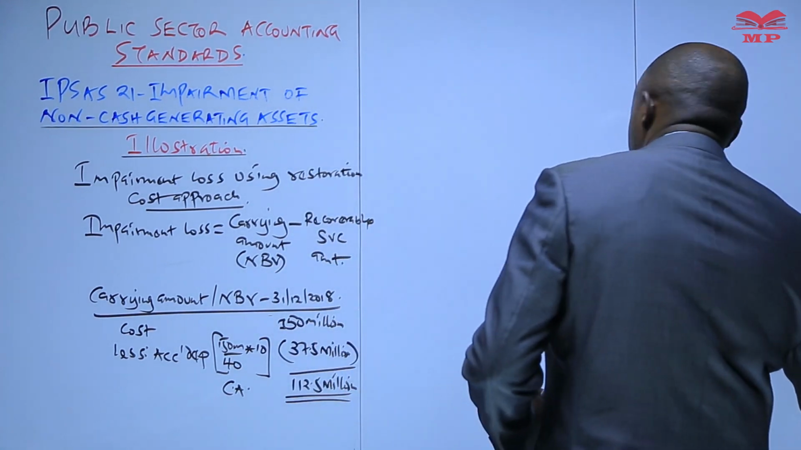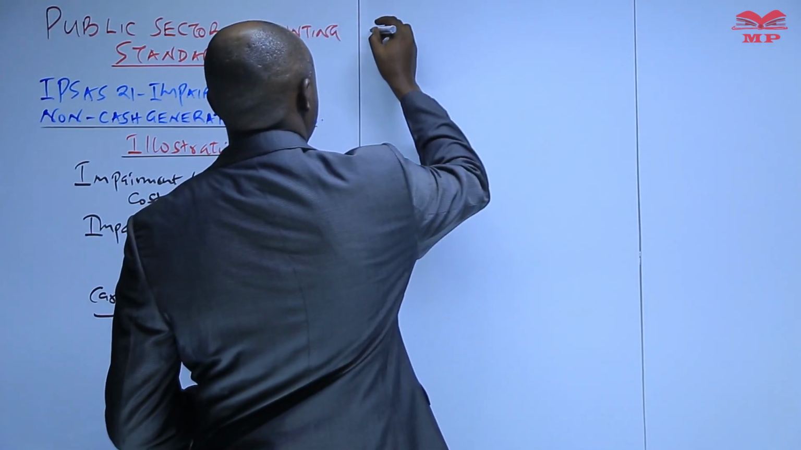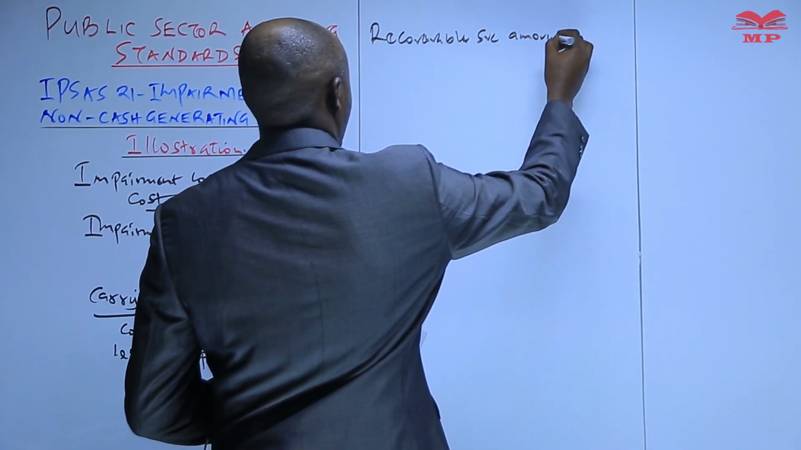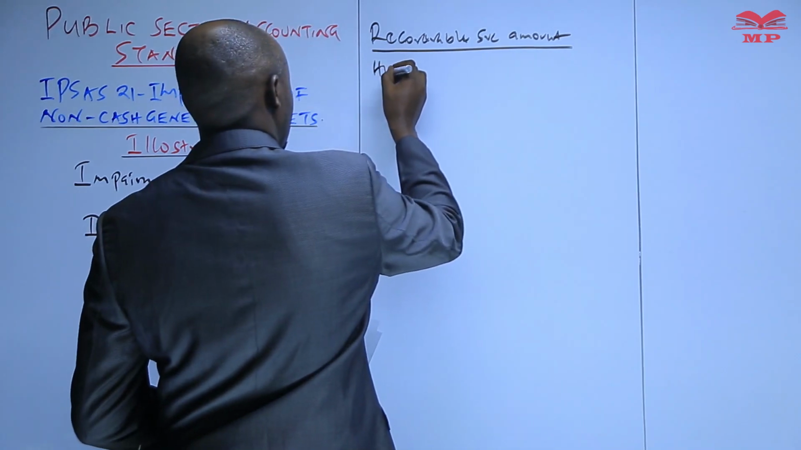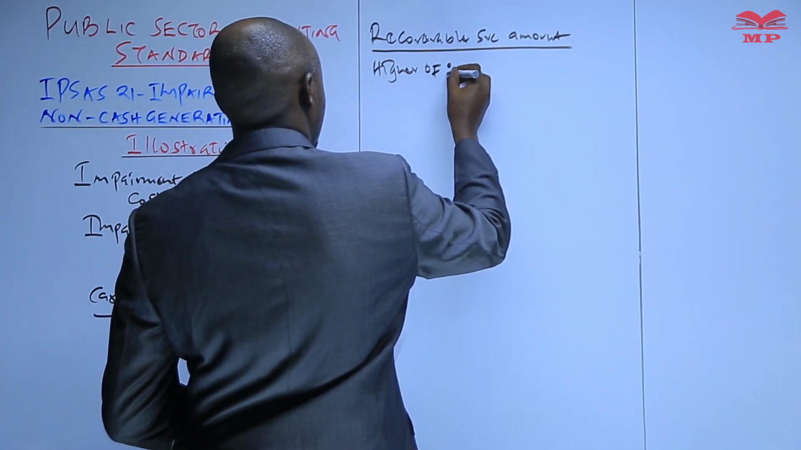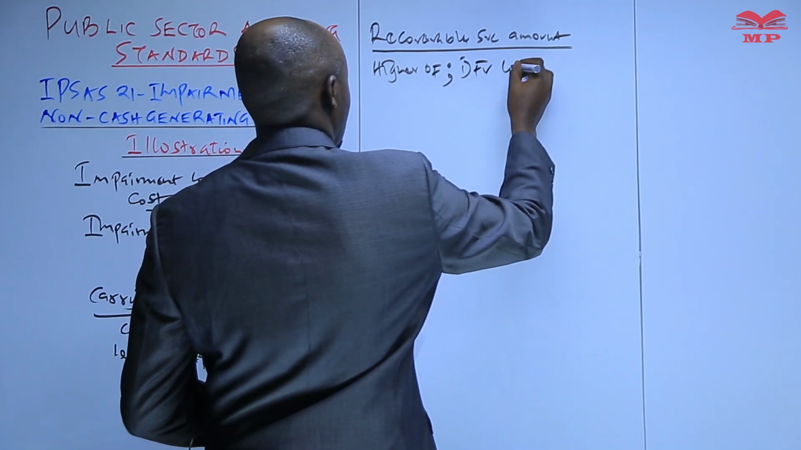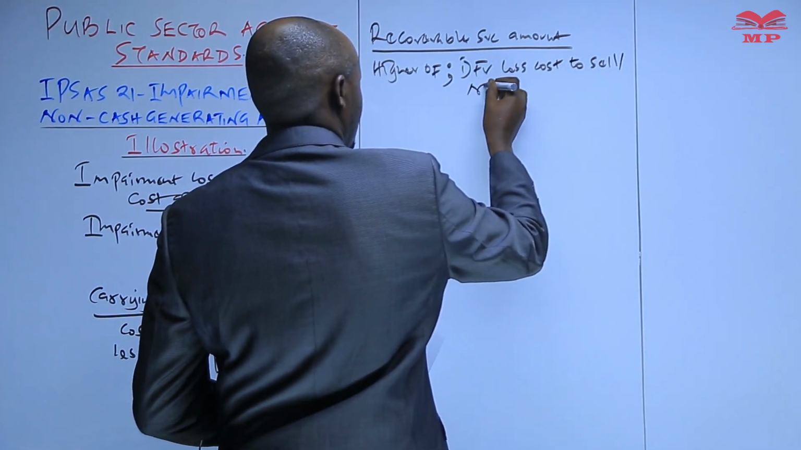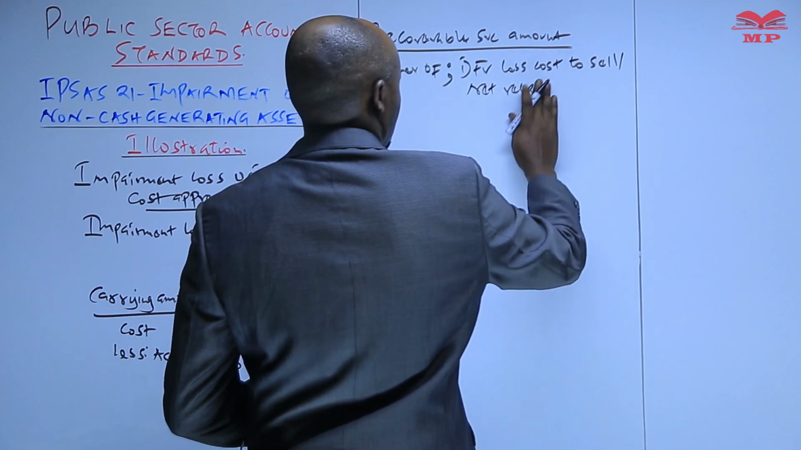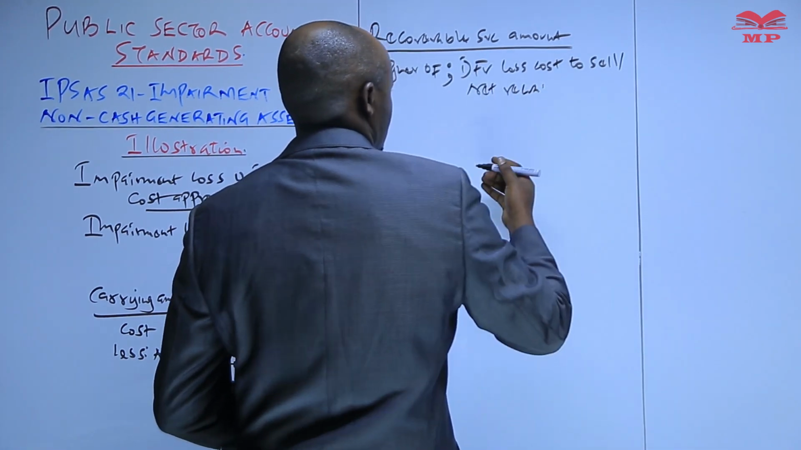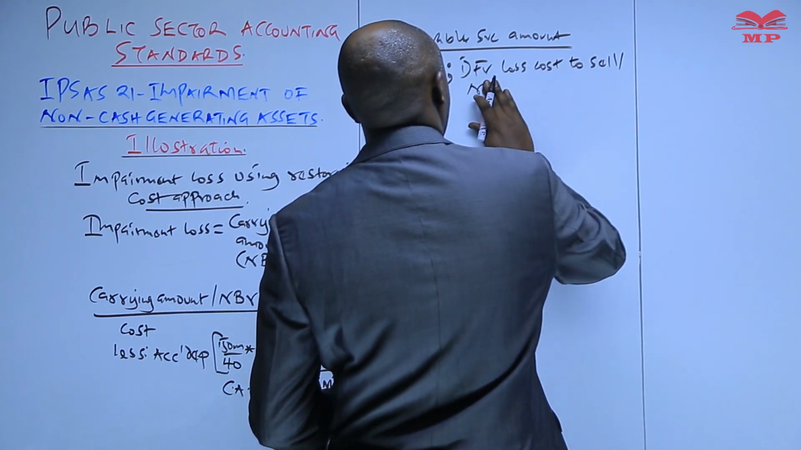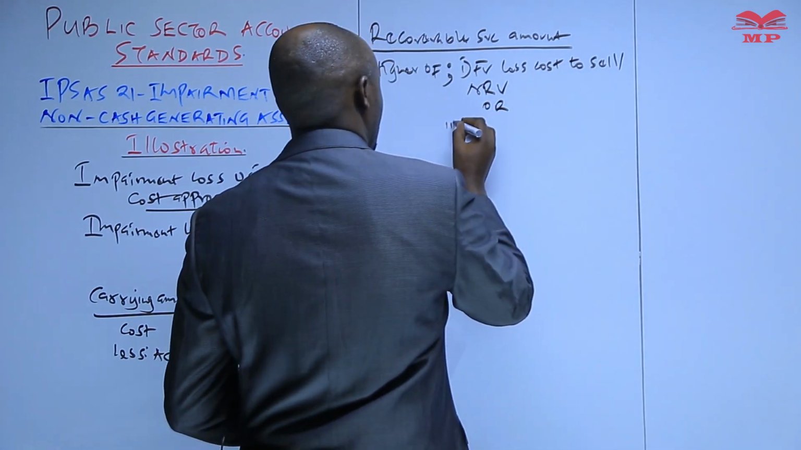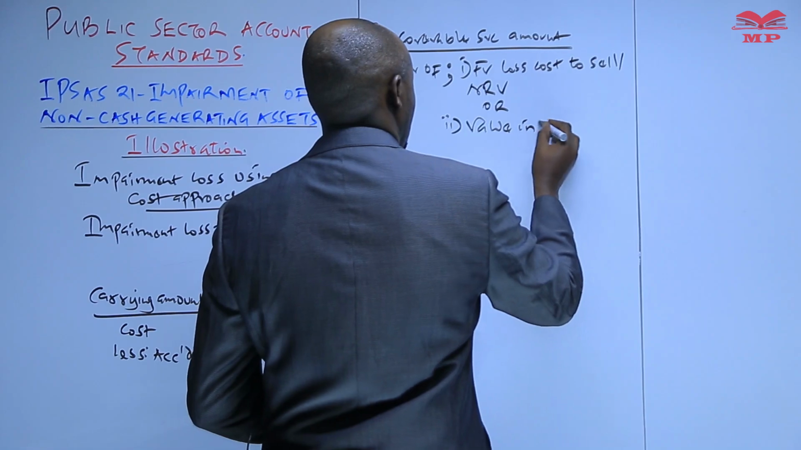So we have to recall what we said in our previous session, that the recoverable service amount, this is the higher of two values. Number one, the fair value less cost to sell, which is also known as the net realizable value, or we can just abbreviate it as NRV, net realizable value, or Roman 2, what we refer as the value in use.